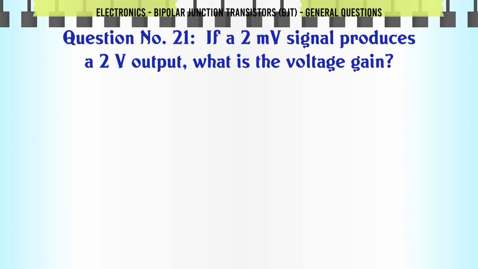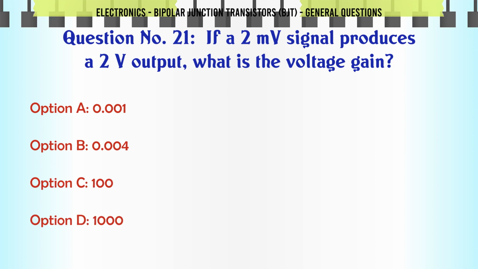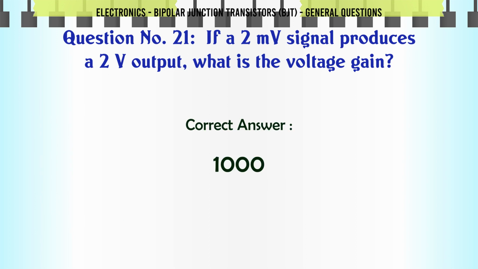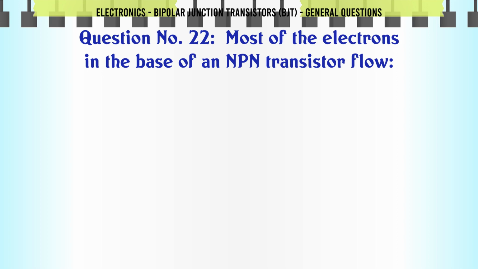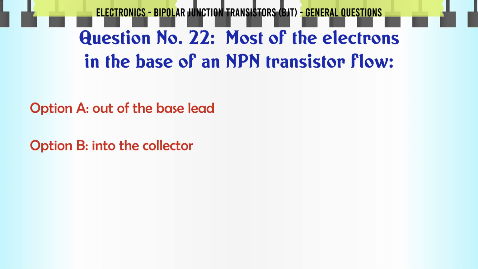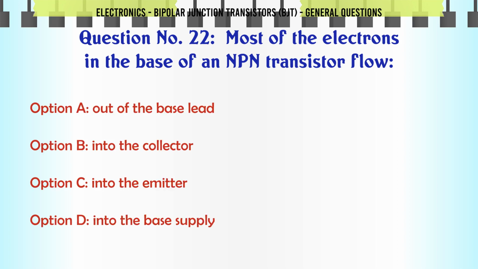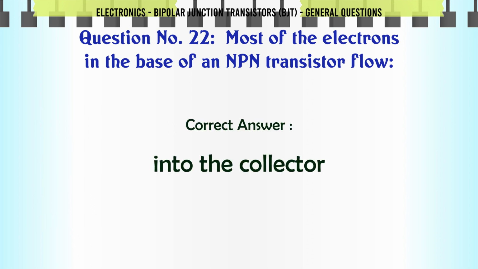If a 2 mV signal produces a 2 V output, what is the voltage gain? A. 0.001, B. 0.004, C. 100, D. 1000. The correct answer is 1000. Most of the electrons in the base of an NPN transistor flow A. out of the base lead, B. into the collector, C. into the emitter, D. into the base supply. The correct answer is into the collector.